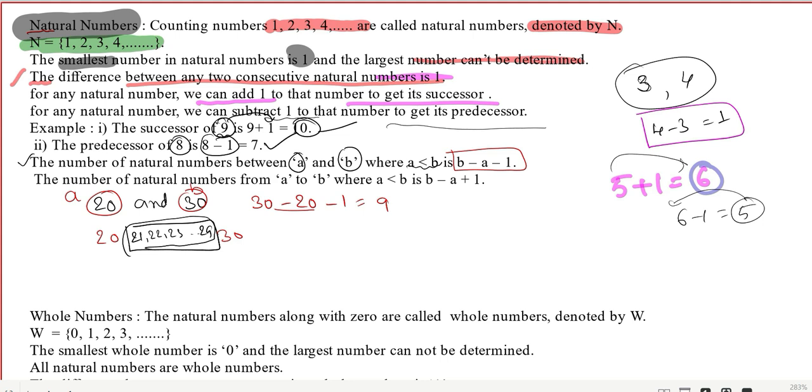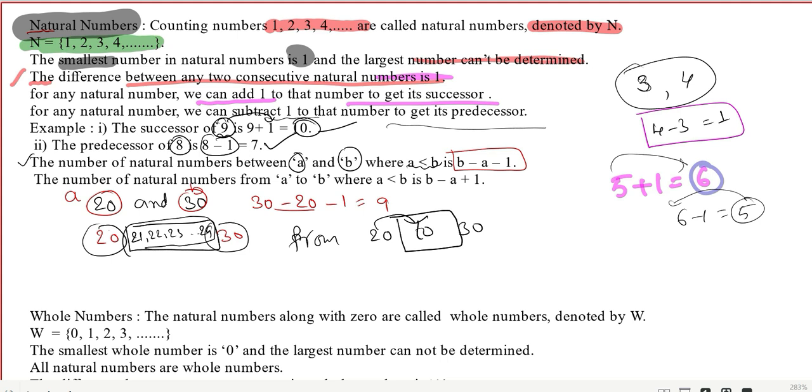That means between 20 and 30, we should not include 20 and should not include 30. But if I ask you to find the number of natural numbers from 20 to 30, in that case 20 also should be included. We need to take all the numbers which lie between 20 and 30, and include 20 also, because I asked from 20.